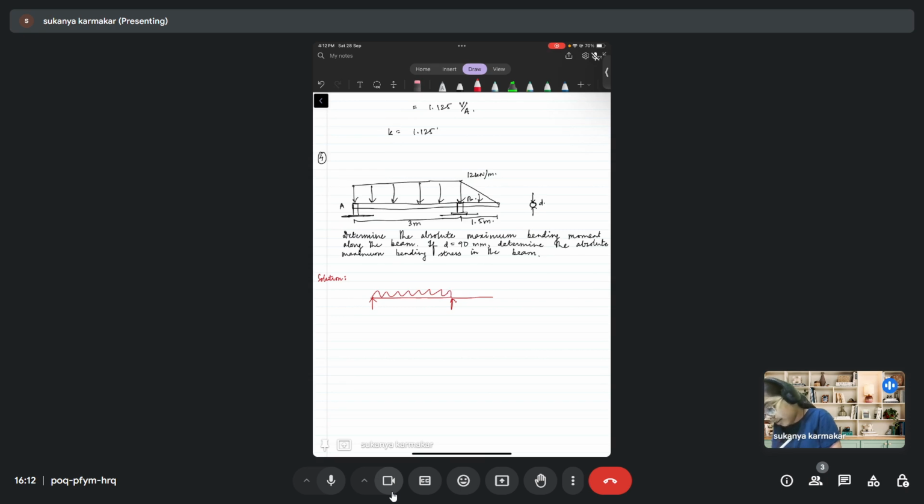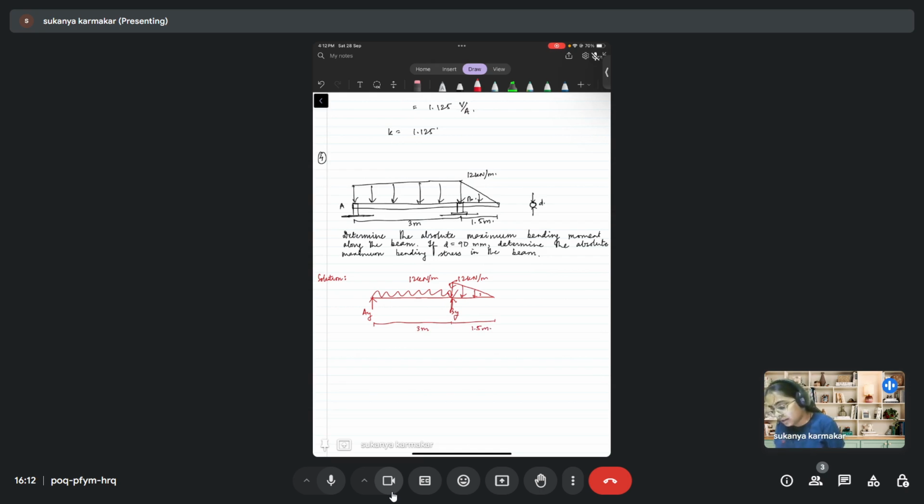So till here you have a uniformly distributed load of 12 kilonewton per meter, but here you have a triangular distribution. Let this be Ay and this be By. This span length is 3 meter and this span length is 1.5 meter.